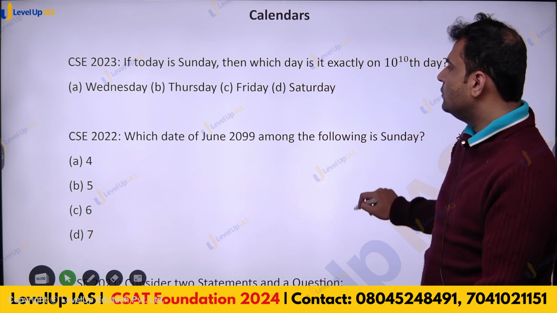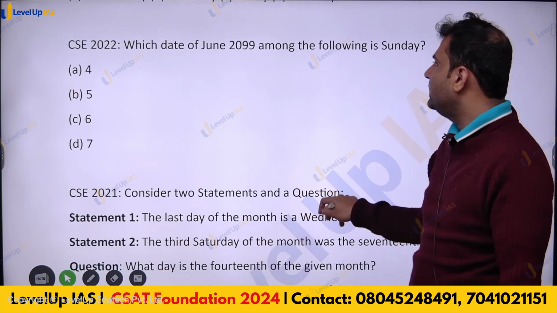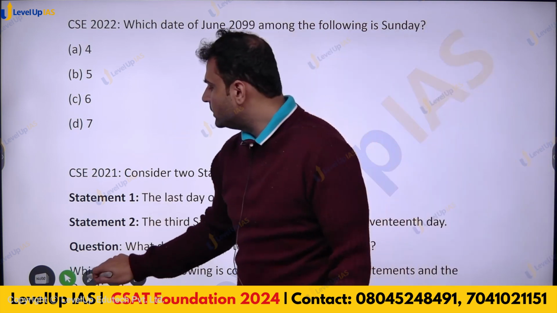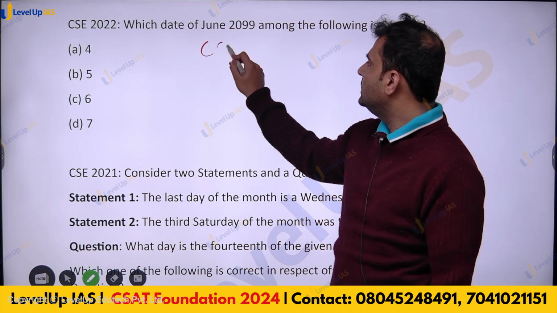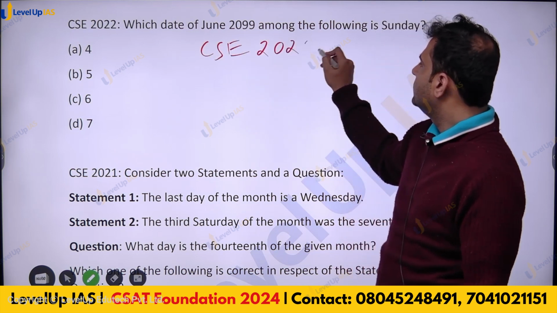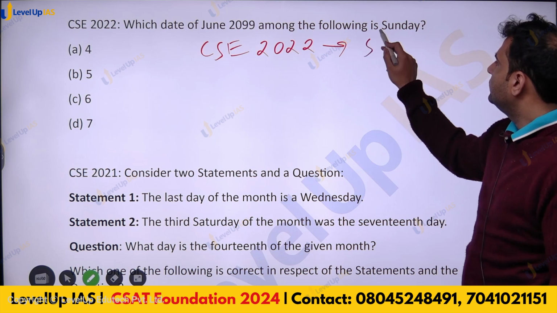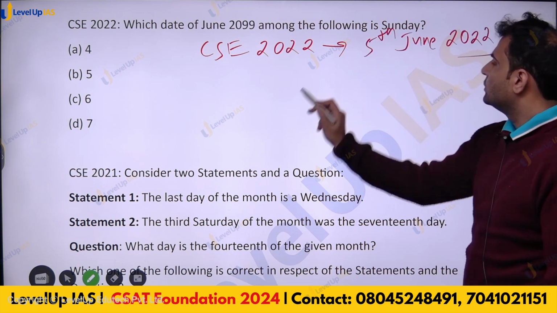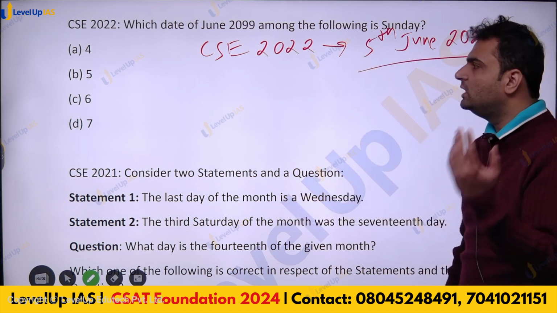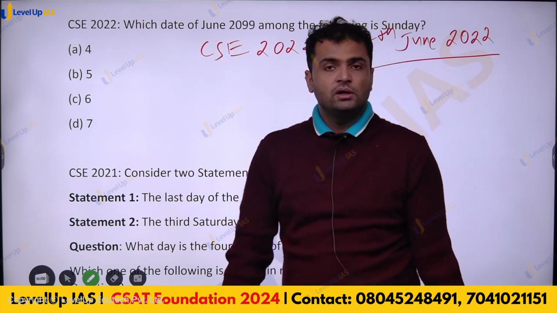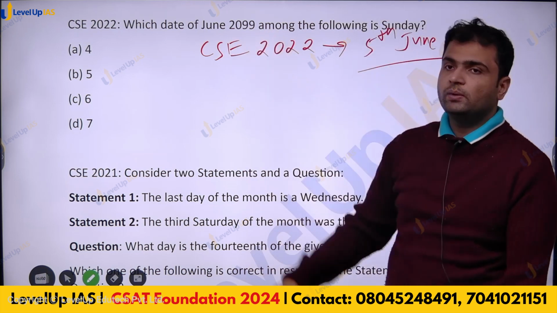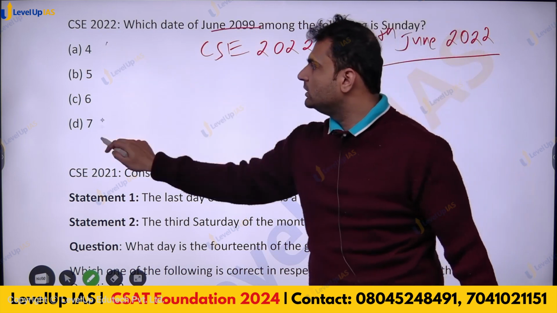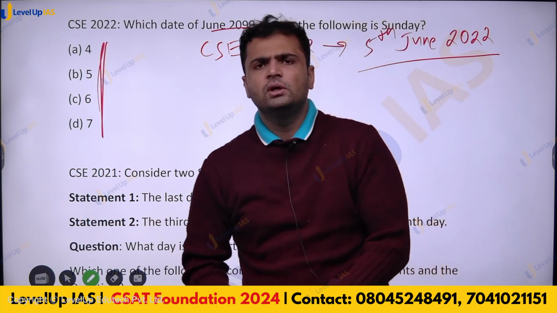Next question, which date of June 2099 among the following is Sunday? See, what you know is, the examination of CSE 2022 was I think on 5th June 2022. So you know that this was Sunday, and based on this information you have to find out which date of June 2099 among these 4, that is in the first week, is Sunday. We have to see which of them is Sunday.